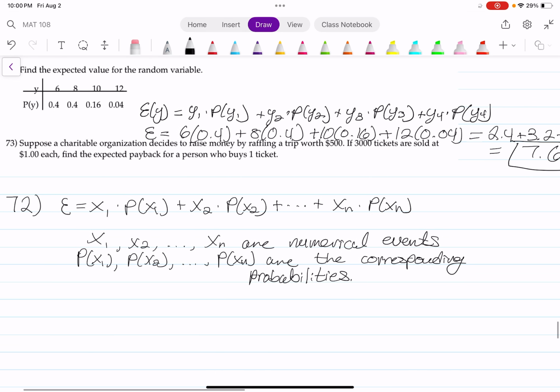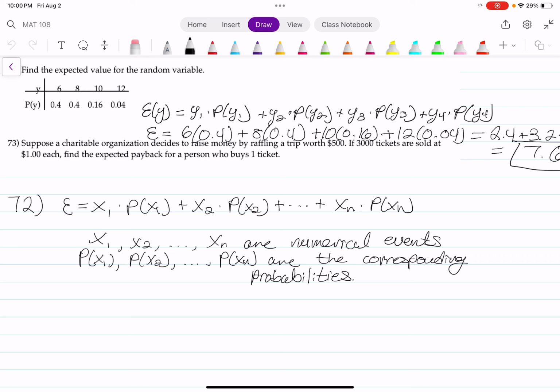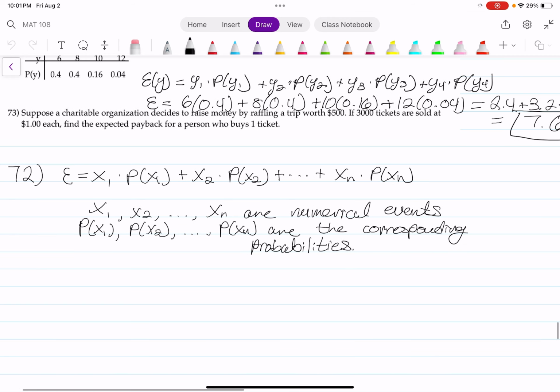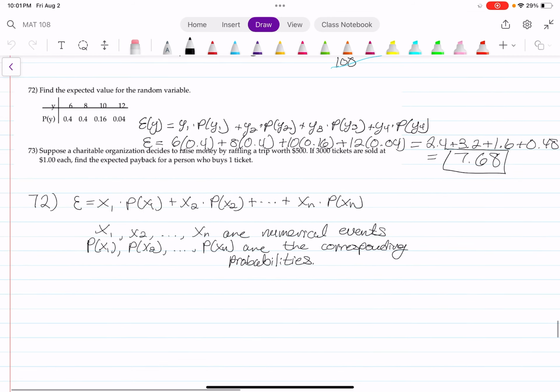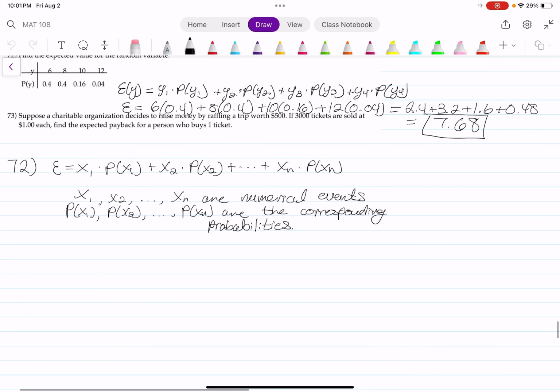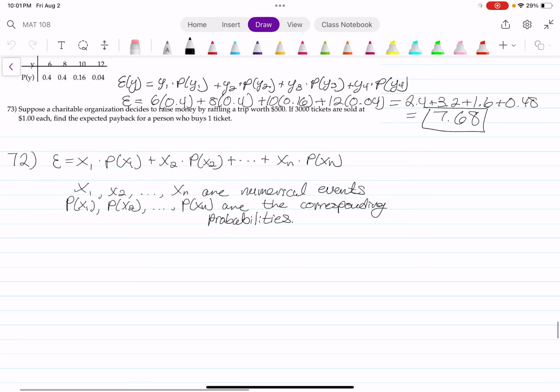Now we're going to do the next question. Number 73 says, suppose a charitable organization decides to raise money by raffling a trip worth $500. If 3,000 tickets are sold at $1 each, find the expected payback for a person who buys one ticket. I love raffles, even though they're kind of rigged.